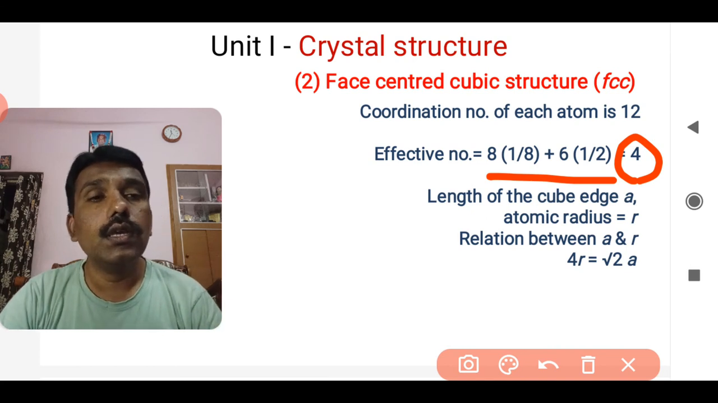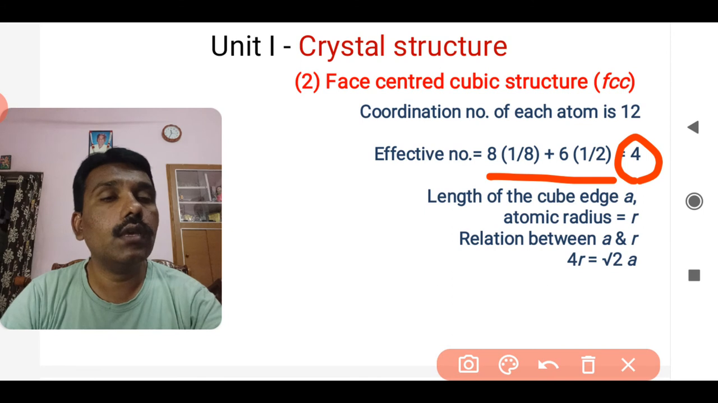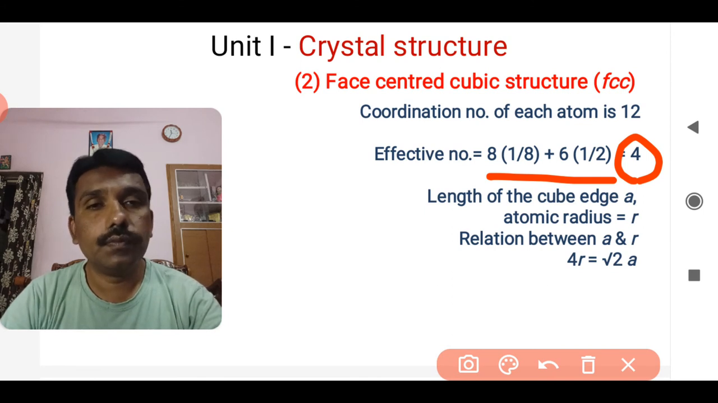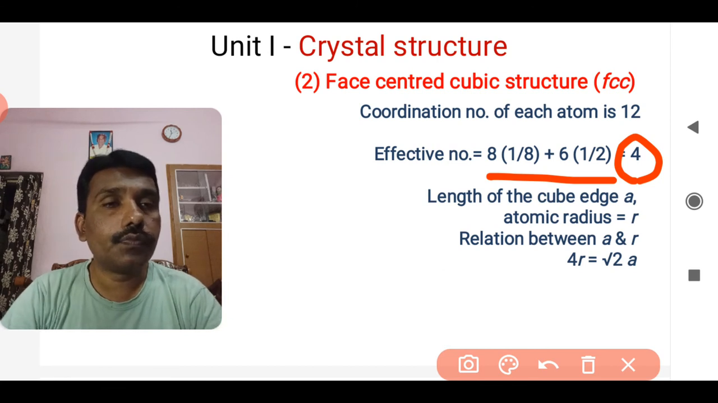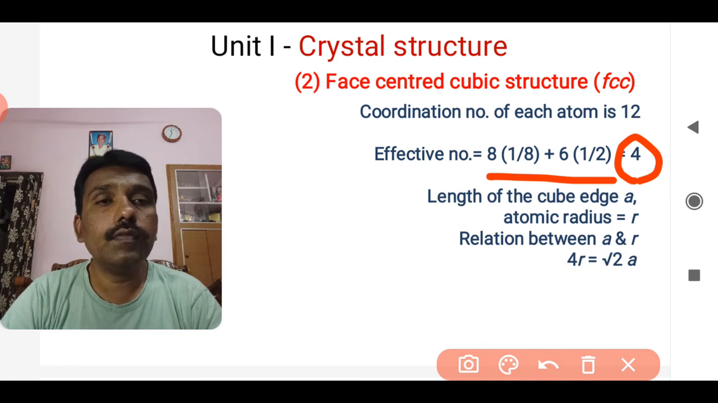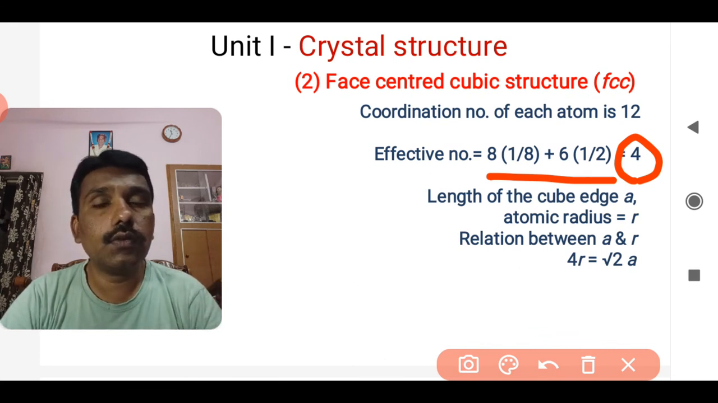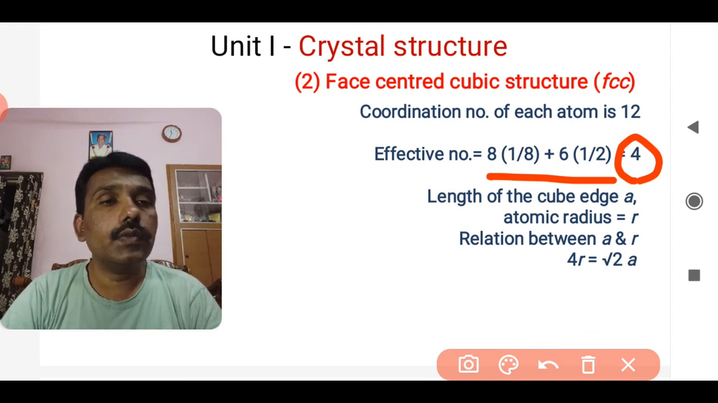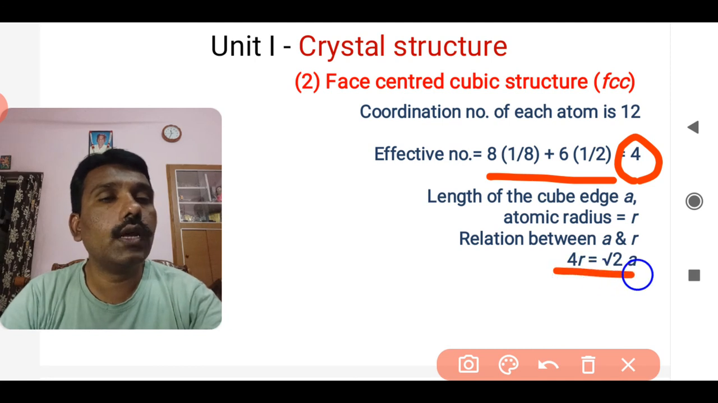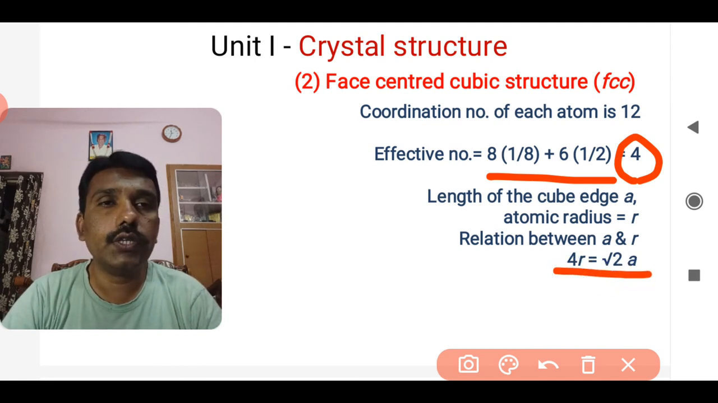Now in this case also, there is a relation between the atomic radius and the interatomic distances. The length of the edge is called a in this case. So the relation between the length of the edge and the radius of the atom is given in this case, and that is 4r equal to root 2 a.